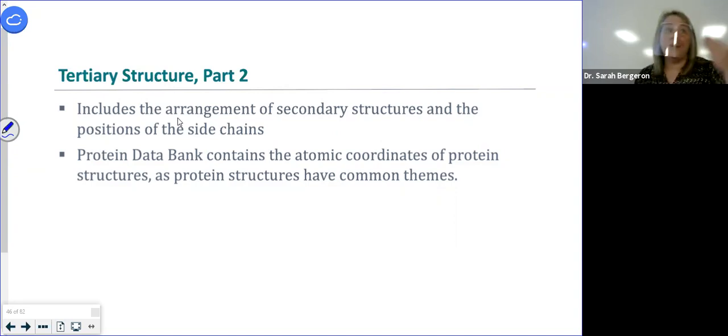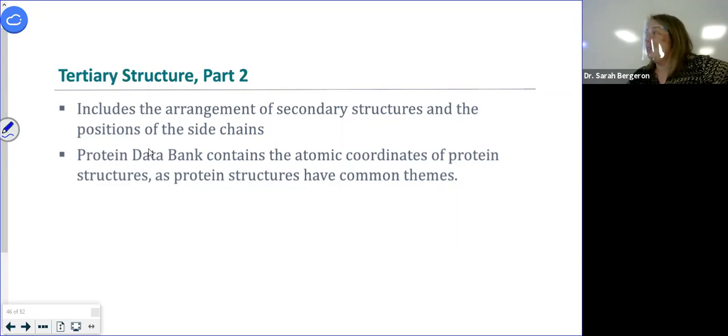Hydrogen bonding from one side chain to another side chain. Can we have hydrogen bonding in side chains? Absolutely, absolutely, right? So what's really cool is that you can go to what's called the Protein Data Bank. And the Protein Data Bank is where scientists will deposit their data that shows the atomic coordinates of all the atoms within a particular protein. So you can pick your favorite protein and go to the database and see its three-dimensional structure and the locations of every single atom within that molecule.